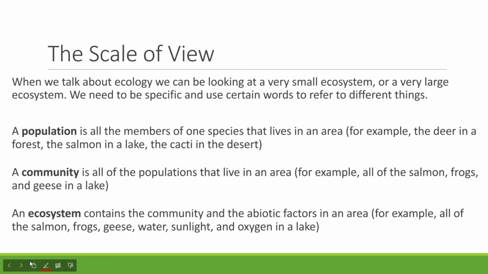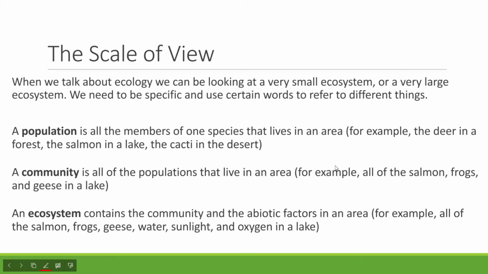Population is focused on just one type of organism. So you see in the examples, all of the deer in the forest, that's the population of deer. All of the salmon in the lake, that's the population of the salmon. All of the cacti in the desert, that's all of the cacti. And we're not focusing on, right, in the forest there's also monkeys, in the forest there's also birds, in the forest there's also trees. But as we look at population, we're focusing on one organism and we're tracking the growth of that organism.